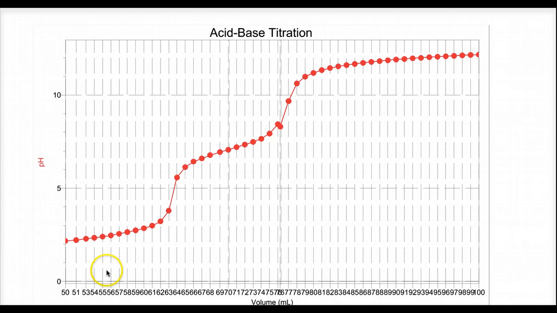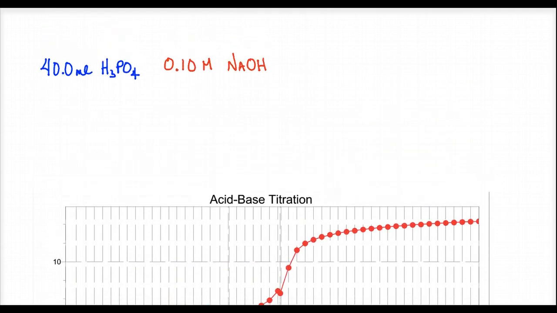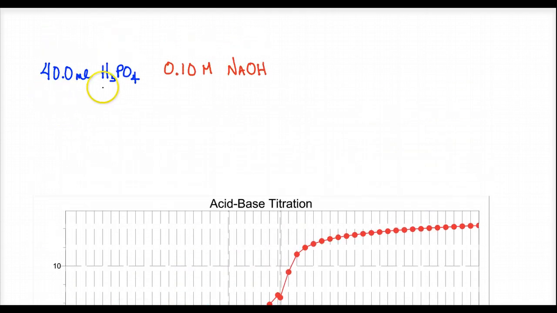In this lecture, I will be reviewing the phosphoric acid, which is a weak acid, and the sodium hydroxide titration. So what we did here in lab is we took 40 milliliters of phosphoric acid, which is a triprotic acid, and we put that in a beaker with a stirrer. And what we did was we titrated it with 0.1 molar NaOH. So we dropped the base on the acid.